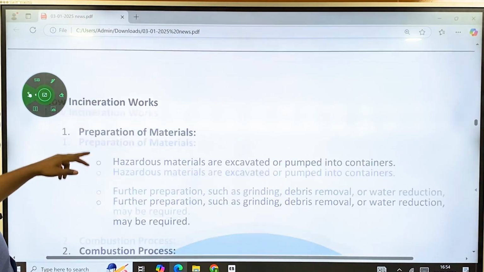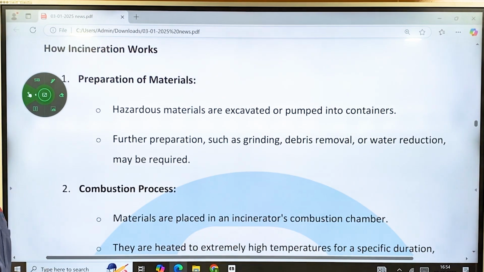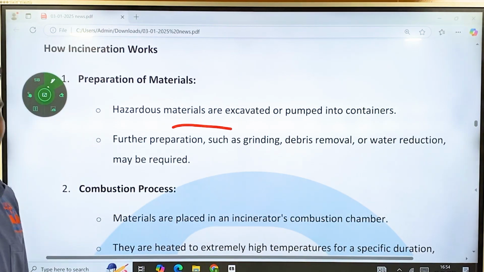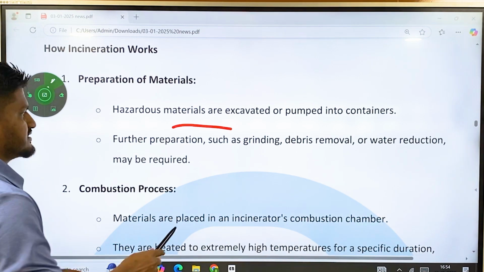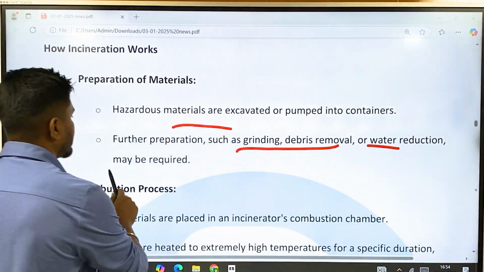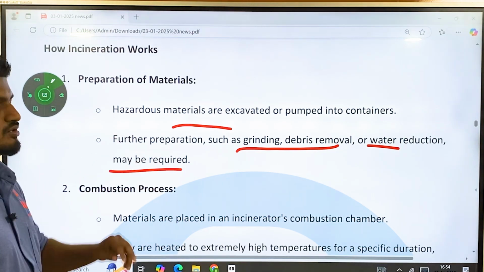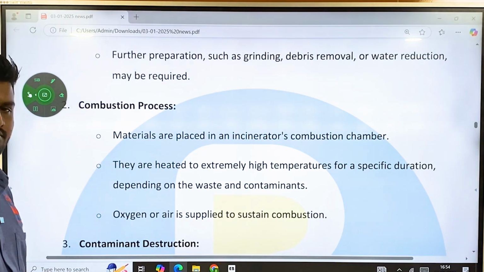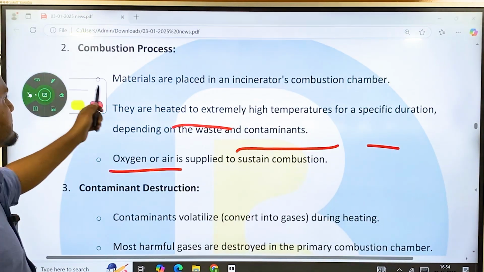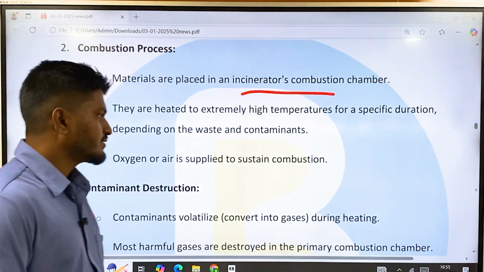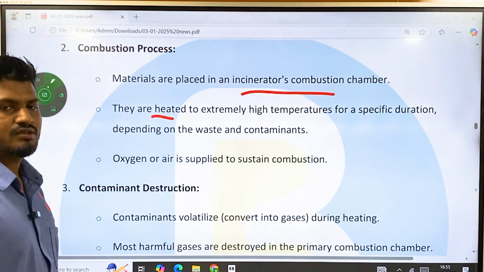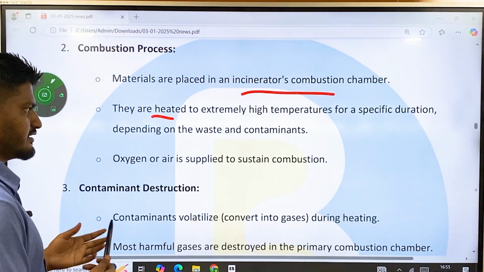So how does incineration work? This method involves, first, preparation of materials, that is, hazardous materials are excavated and then pumped into containers. After that, further preparation such as grinding, debris removal and water reduction may also be required depending on the input of hazardous material. The second process is combustion, meaning materials are placed in the incinerator's combustion chamber where they are heated to extremely high temperatures for a specific duration depending on the waste and the contaminants.